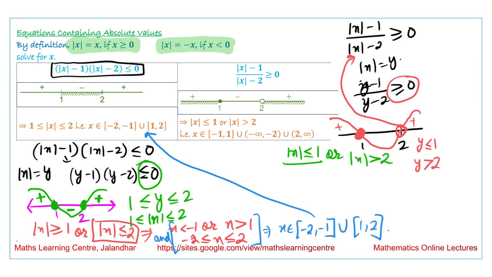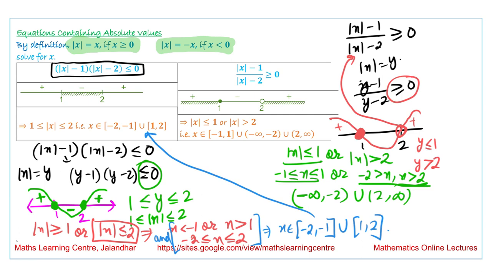So, from the first condition we have minus 1 is less than or equal to x is less than or equal to 1, or this condition gives us x is less than minus 2 or x is greater than 2. So, the answer we have for this case is minus infinity to minus 2, and x greater than 2 means it is 2 to infinity, and minus 1 to 1 means the closed interval minus 1 to 1, union. So, this is the answer we have in this case, that x belongs to these intervals.